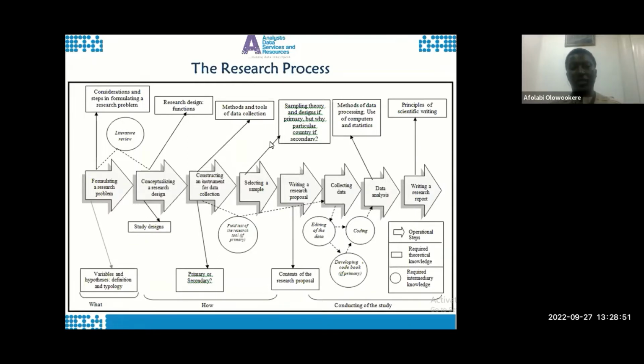If you then decide to collect the data yourself, even when it's secondary data, you must look for a way to select a sample, and write your research proposal that will show some of the procedure of what you have done so far. You then go ahead to collect the data. There are many ways of collecting the data. Before now, people would say collect data, questionnaire, face-to-face interview.